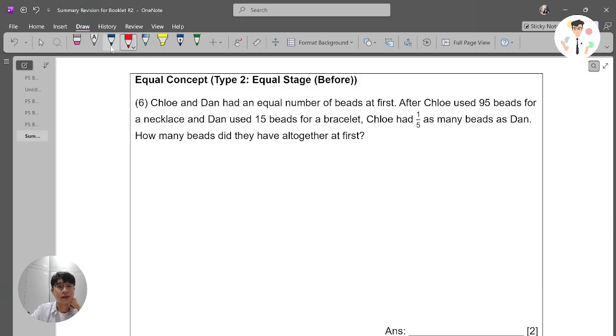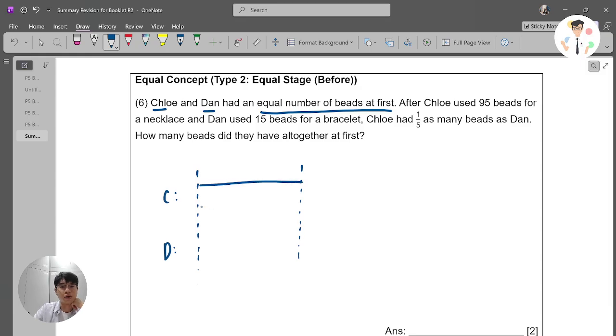Again, as you can see up here, it is an equal concept, type 2, equal stage before. So, as you can see, C and D both have an equal number of bits at first. So just do like this, C, D, then this is the model. Now, I'm not sure why many of you just leave it blank and you don't want to try. Because this is something we have learned. You know that when it's equal stage before, we can just draw a model, okay?